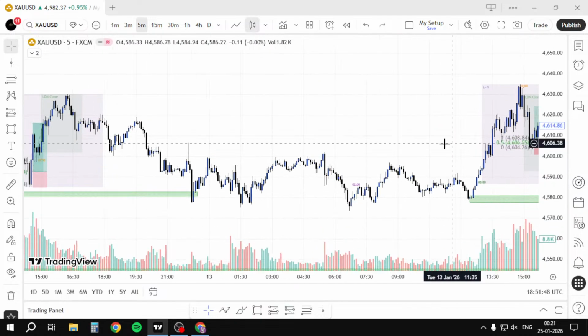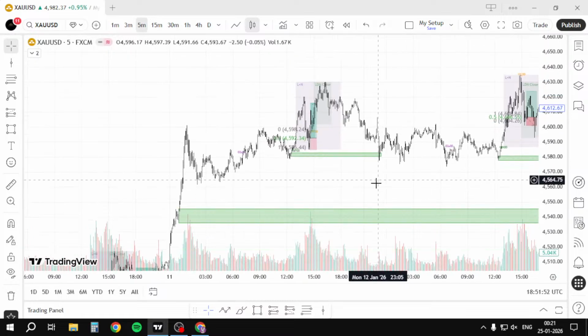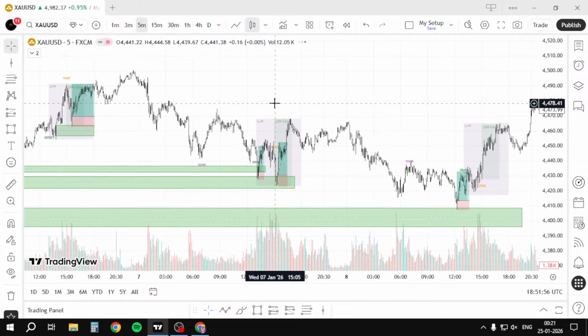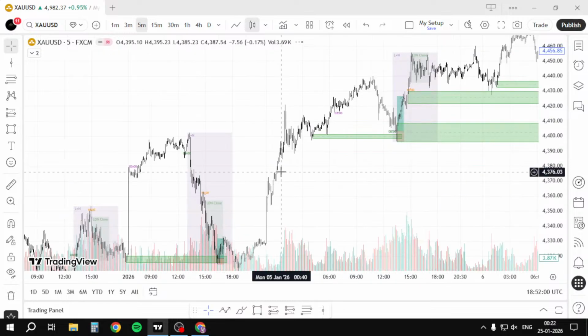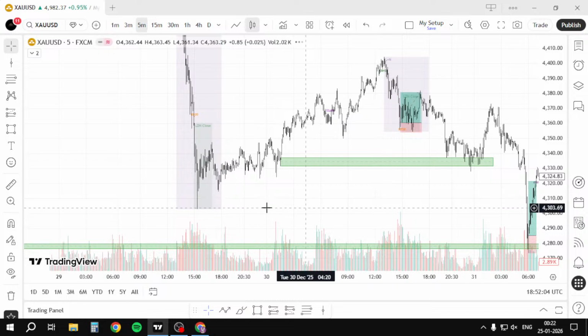This was the only day when my stop loss got hit, else there's no stop loss hit in any trades since 15th December. You can see all these here.